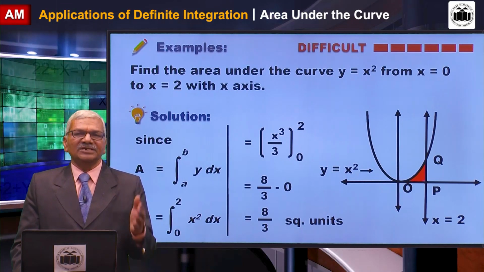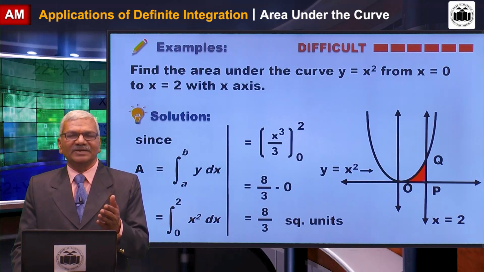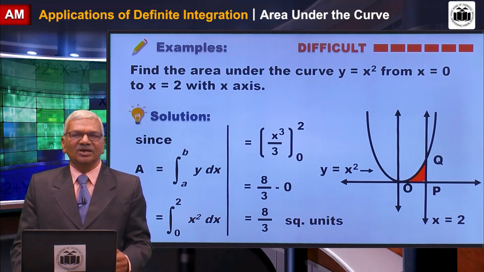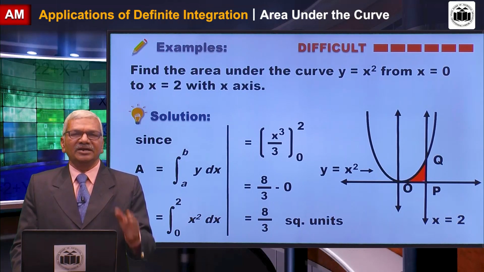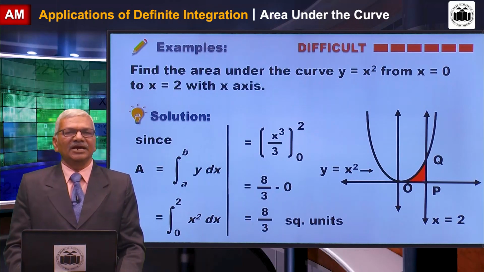Now, the limits are from x equals 0 to x equals 2, very simple. y is given as x square. Put this in the formula, integration a to b y dx. Apply your knowledge of integration because it is a very simple integration. Simplify it, and you get the answer 8 by 3.